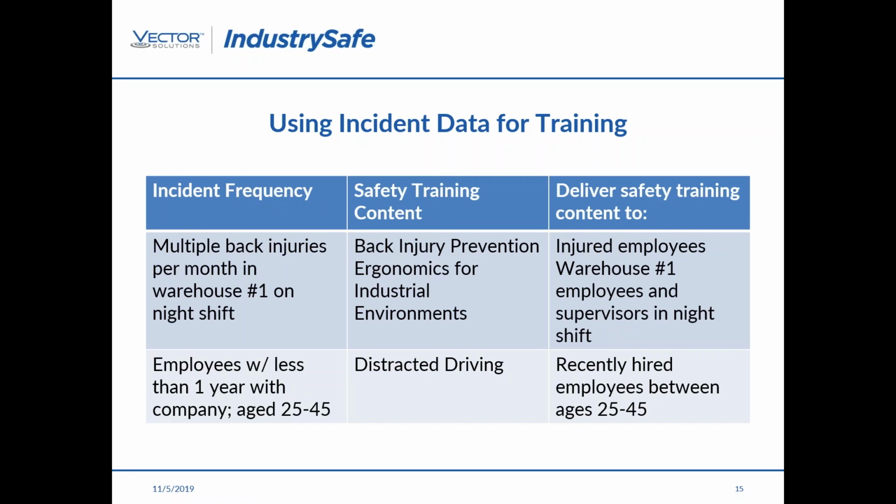So that was really just focused on, hey, I've got this one employee that I know I need to retrain. And I think a lot of organizations are pretty good at doing that. What you can do once you have larger data sets and really keep track of this is you can also be more proactive. So, hey, I've had a bunch of back injuries in the last quarter or last month at this particular warehouse on a particular shift. And I know that training on back injury prevention and ergonomics for industrial environments would be helpful, but hey, now I can easily see who I need to deliver that safety content to.